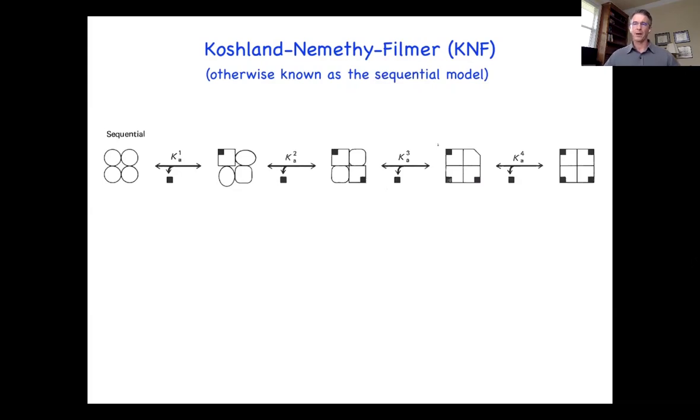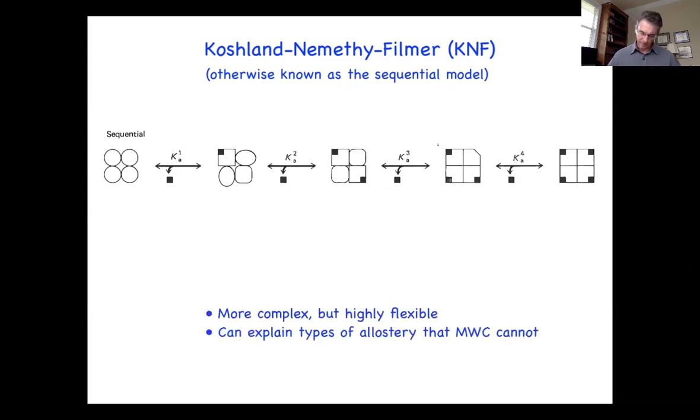So the KNF model has some advantages. In addition to the fact that it is significantly more flexible than the MWC model, it absolutely can explain homotypic negative cooperativity, which MWC can't. So the KNF model has a greater capacity for explaining a wider range of cooperativity phenomena than the MWC model can in principle.